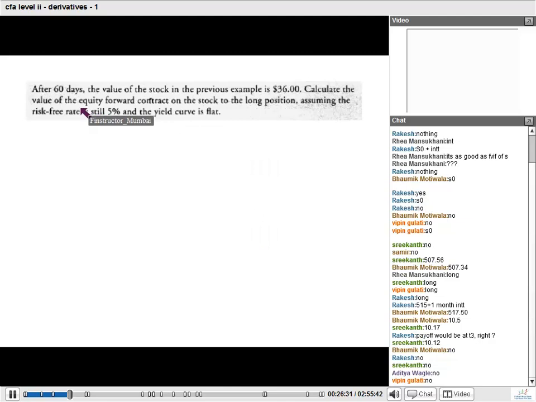Now in the same question we can value the off-market contract. After 60 days, the value of the stock in the previous example is $36. Calculate the value of the equity forward contract on the stock to the long position, assuming the risk-free rate is still 5% and the yield curve is flat. Now what has happened is 60 days have passed. This was a 100-day forward. I am at the time t equal to 60.